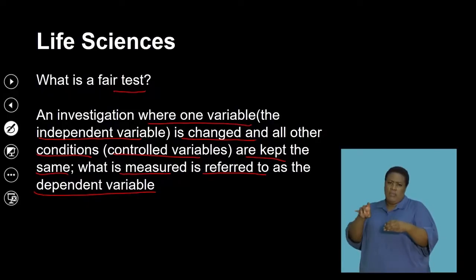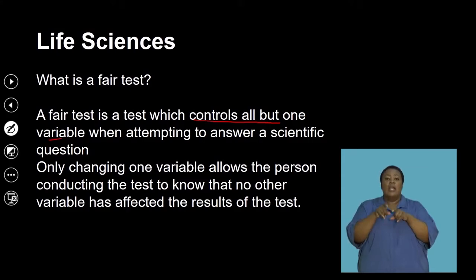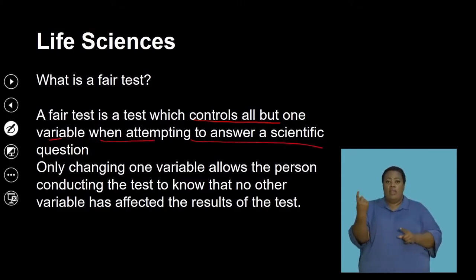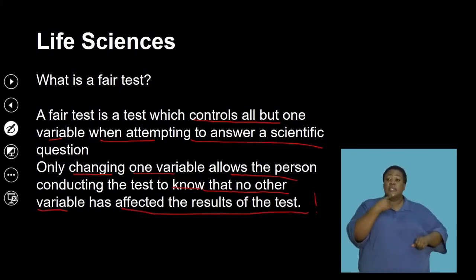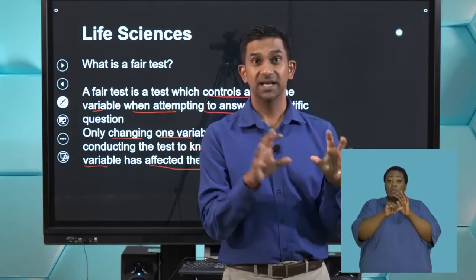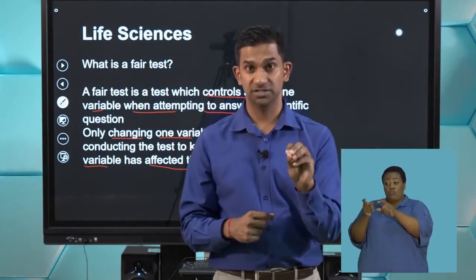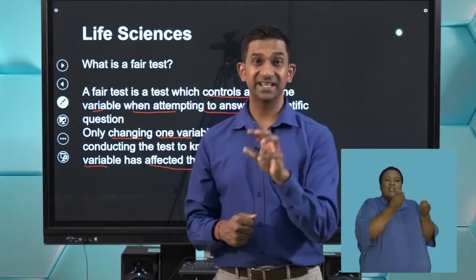Okay, so a fair test is a test in which the controls are all but one variable when attempting to answer a scientific question. Only changing one variable allows the person conducting the test to know that no other variable has affected the results of the test. And as I mentioned, this is the best way to know and isolate the impact of the independent variable: for you to have a control group as well as having the control variables kept constant. Some textbooks, some teachers refer to those as your fixed variables, things that are kept constant.